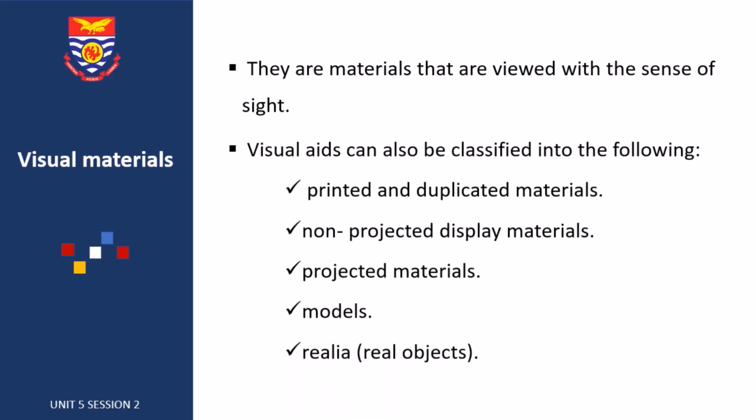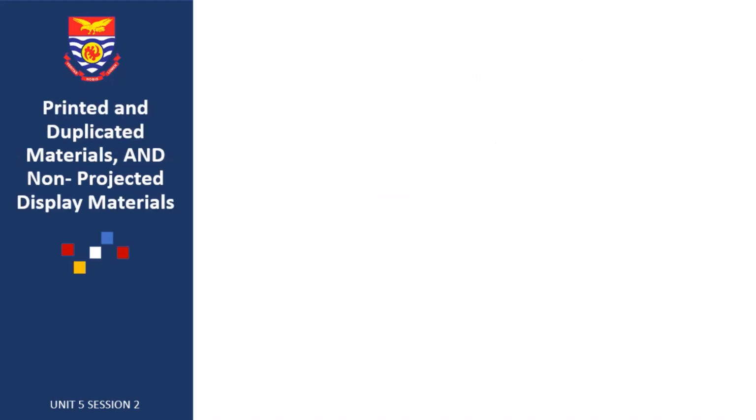Visual aids can also be classified into the following. We have the printed and duplicated materials. We have the non-projected materials. We have the projected materials. We have the models, and we have realia, in other words, real objects. Let's look at printed and duplicated materials as well as non-projected materials.